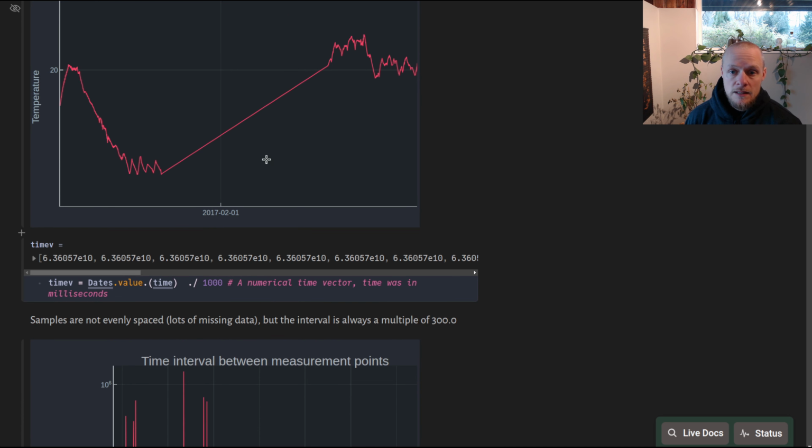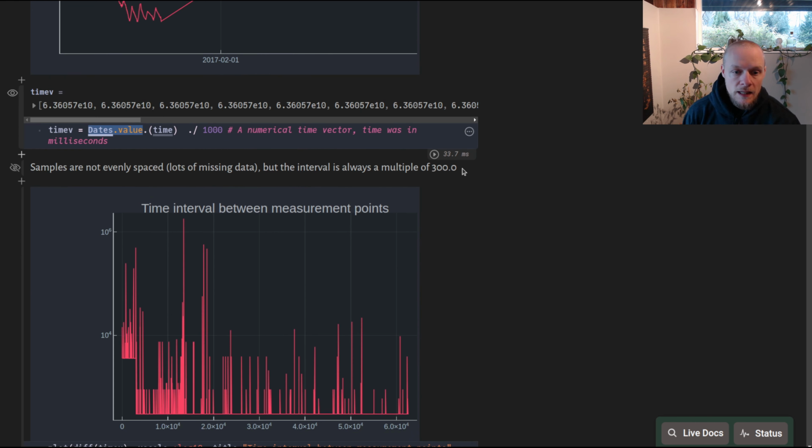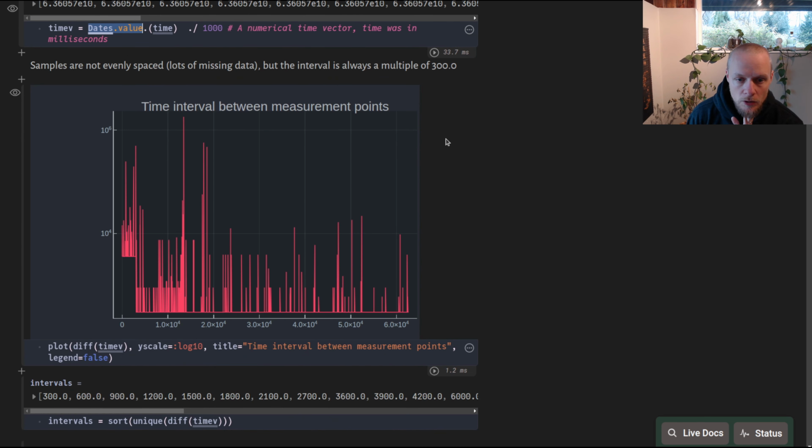So to make this vector of time points a bit easier to work with, I convert them to a numerical value. So they were timestamps before, and if I call this dates.value, I now have a numerical value, and that gives me a value in milliseconds. So I divide by 1,000 here to get it in seconds. So I said that there were some missing data. So to explore a bit more in what way the data is missing, I plot the difference between consecutive time values here. And we see, I get a plot that looks like this.